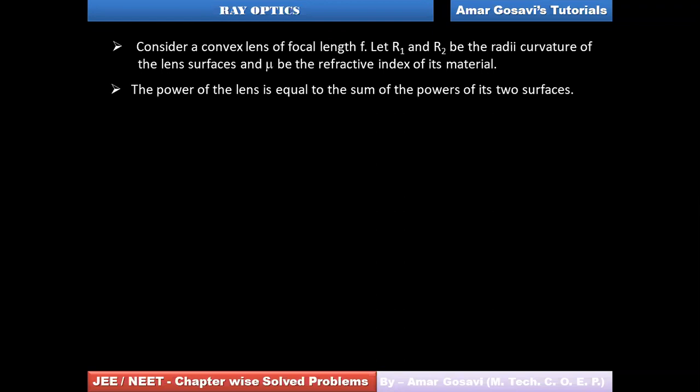Interesting, two steps we followed, you can see. The power of the first surface would be given as P1 equal to mu minus 1 by R1. Why 1? Because the refractive index of air is 1 and mu stands for the refractive index of the material. Therefore, the previous formula gets converted into this format.